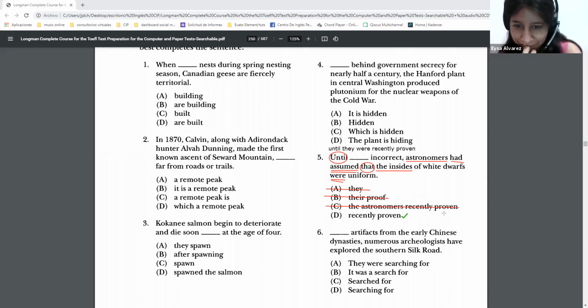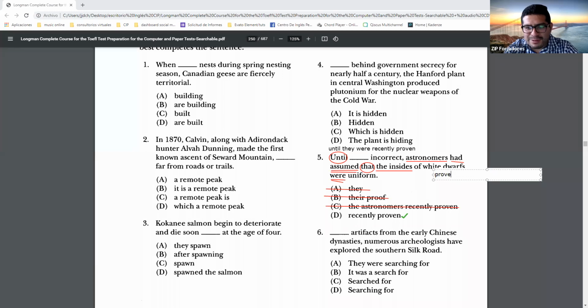If it's a verb, it would be proved. That is the past. What is the past of proof? That's a good question. Give me one second, let me check if it is here. Is it regular? No, I think it's irregular. Proof and proven. That's right. Exactly. So the past tense would be proved, like this one, right? So this one is a verb.